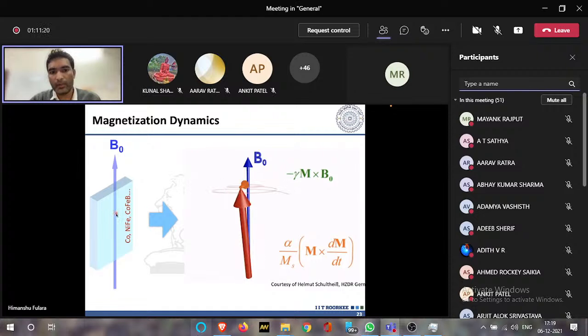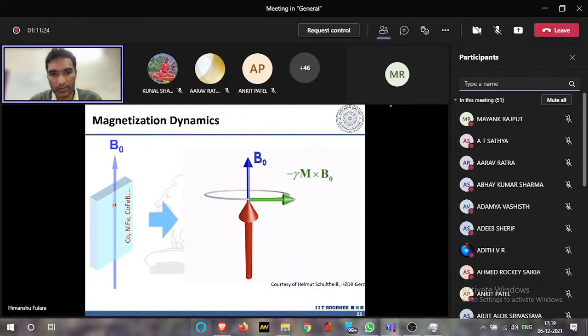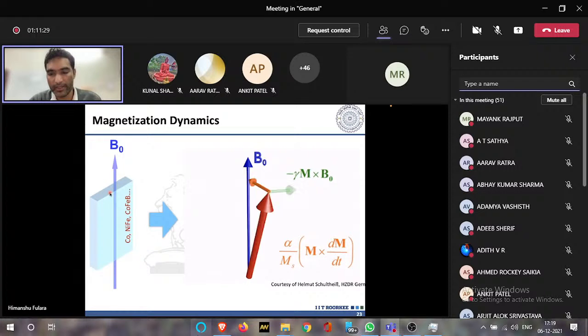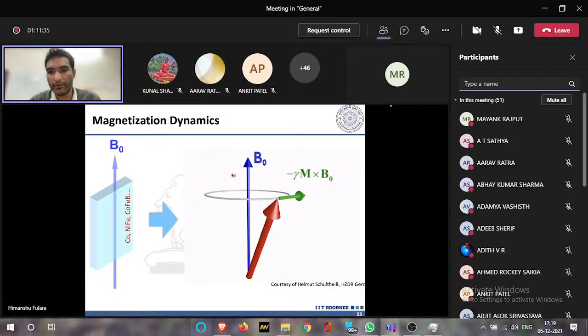But what happens due to this intrinsic property of these materials? There is a damping offered by these ferromagnetic materials, and due to this damping, this precessional motion gets damped very fast. And you see that after a certain time, this magnetization vector aligns along the direction of the external magnetic field.